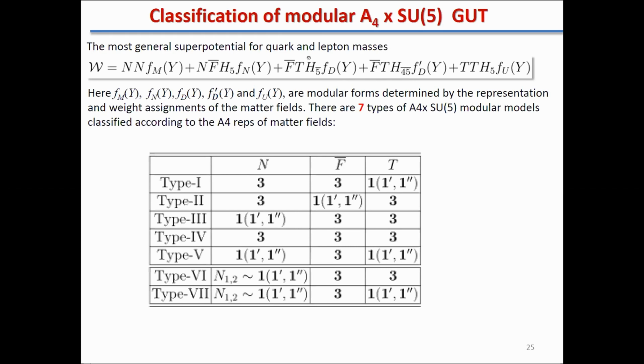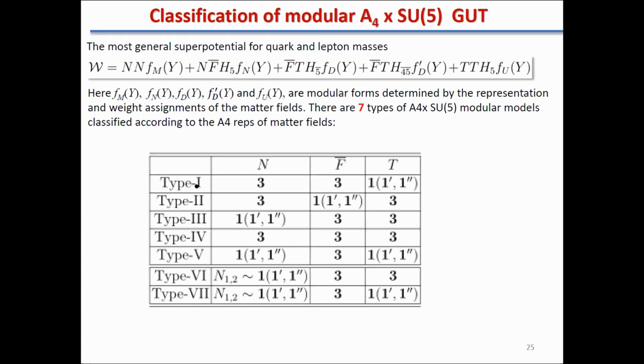If only H5-bar were present, the mass spectra of the down quark sector and the charged lepton sector would be exactly the same. That is not consistent with the data, so this is the reason why we introduce H45-bar, to introduce the Georgi-Jarlskog factors. And the last term, the TT term, is responsible for the up quark mass. In each term we have the modular forms, and these are determined by the weight and the representation of the matter fields.